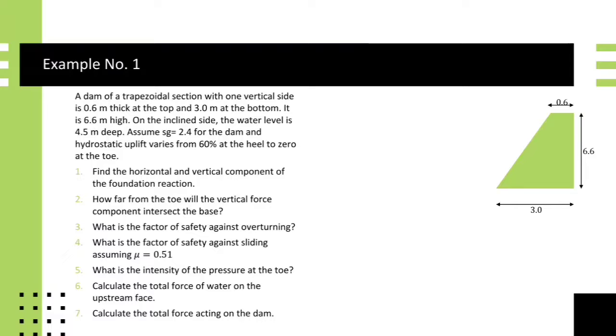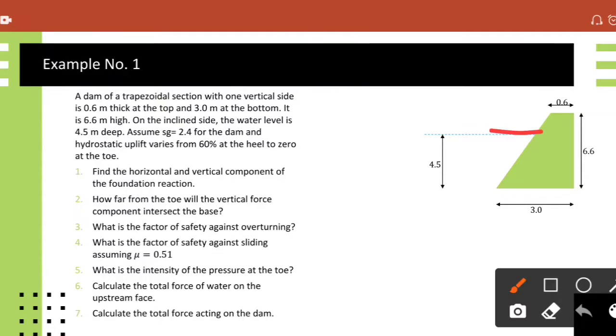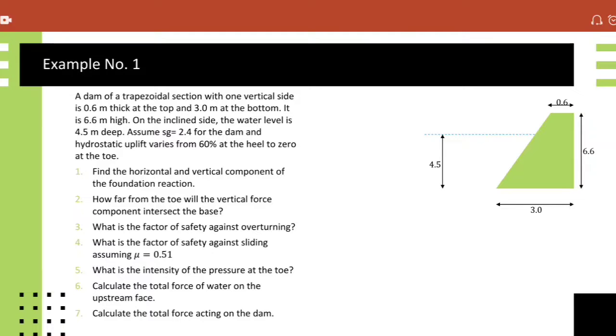So, on the inclined side, the water level is 4.5 meters deep. So, dito sa inclined side daw is meron tayong water surface, at malalaman natin dyan na 4.5 meters deep daw siya. Assume SG is equal to 2.4. Then, hydrostatic uplift varies from 60 degrees at the heel to 0 at the toe. Ngayon, saan ang heel and saan ang toe? Kung makikita nyo, dito ang water surface, meaning this is the heel and this is the toe.